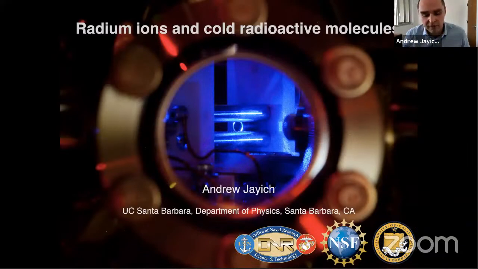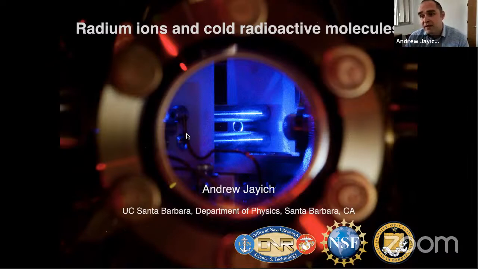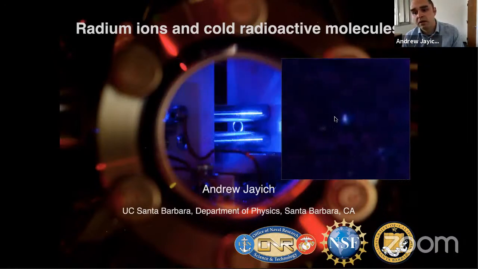Thanks, Shimon, for the introduction. This is a picture from my lab that I think captures for most of us what we really like about atomic physics. This is our ion trap that I'll talk about primarily during this talk. If you zoom in on this picture, you can see at the center of this trap, spread out over several pixels, a single trapped and laser cooled radium ion. This really gets at the levels of control that we can achieve in atomic physics, which is a large reason which draws us to the field.